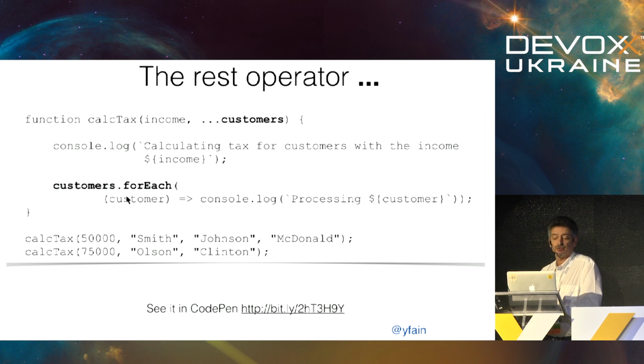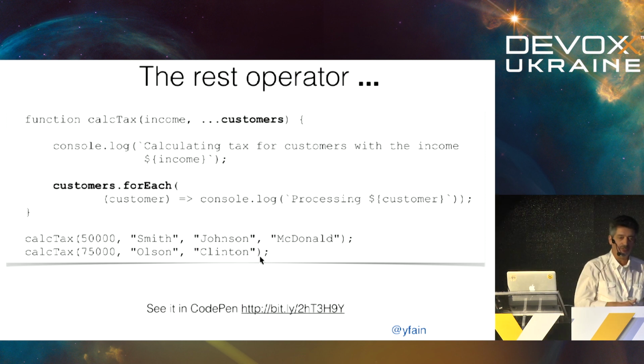And then I use forEach. It's a standard operator in JavaScript. For each element in the array customers, I want to do something. I want to print it out. And then I invoke these 2 functions. calcTax 50,000. Let's say I want to calculate taxes for these 3 people, 1, 2, 3. And then again calculate taxes for these 2, Olson and Clinton.